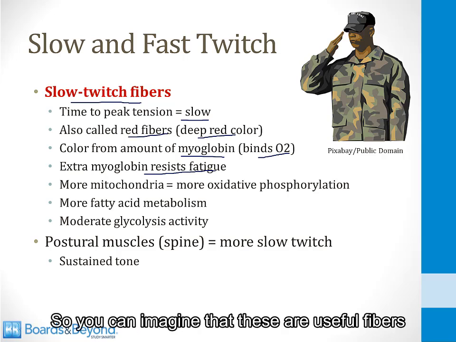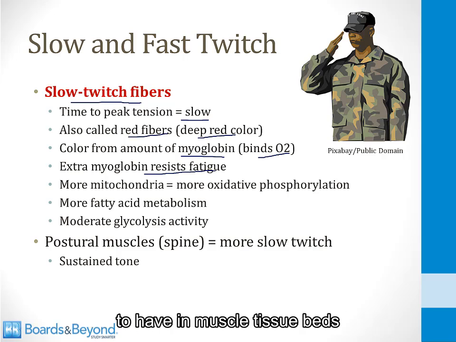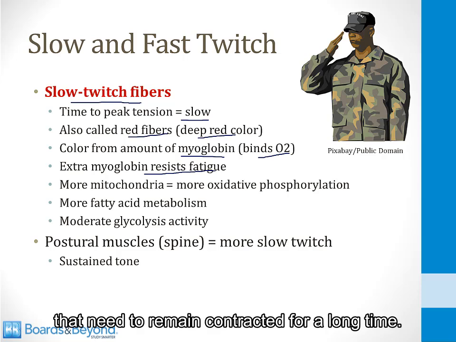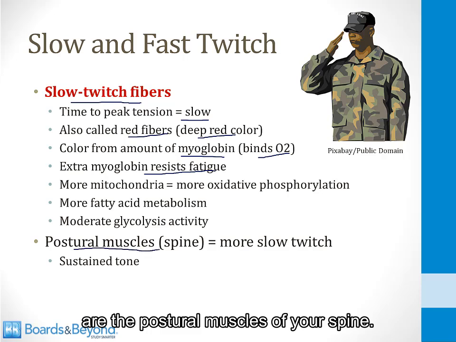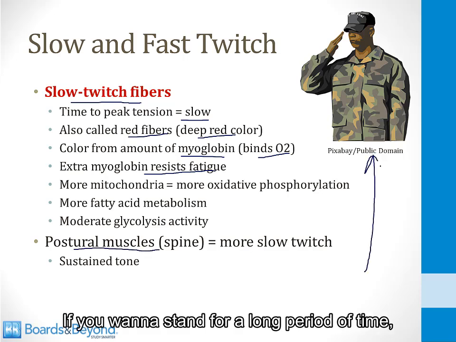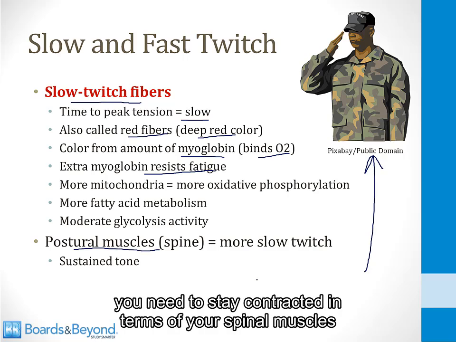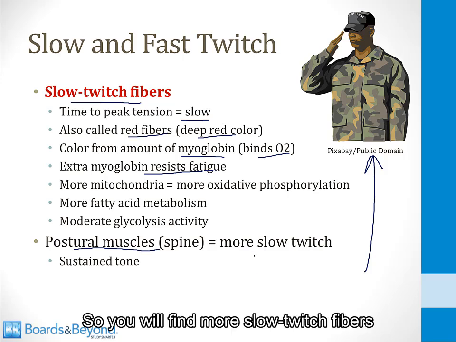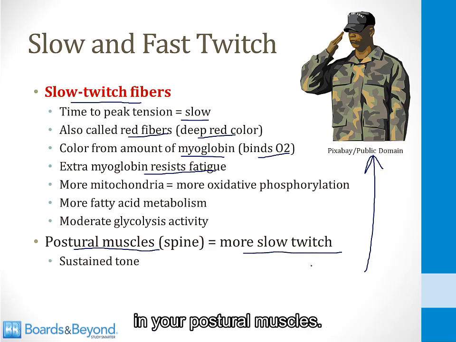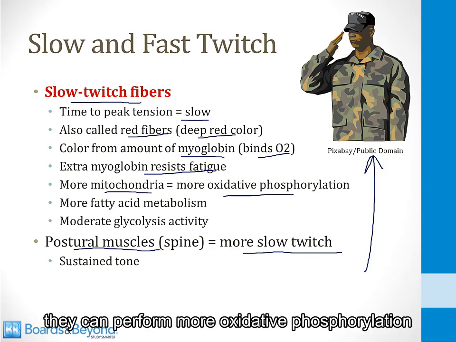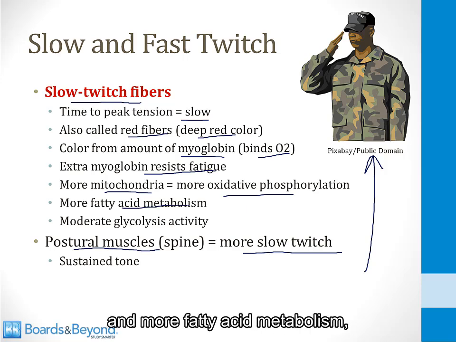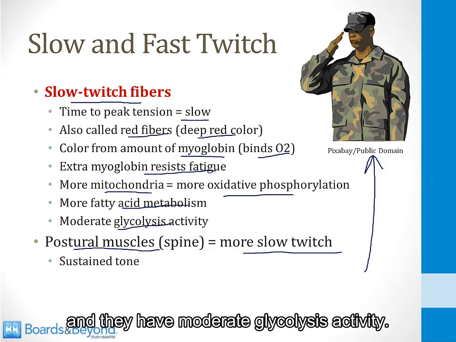So you can imagine that these are useful fibers to have in muscle tissue beds that need to remain contracted for a long time. And a good example of that are the postural muscles of your spine. If you want to stand for a long period of time, like this man shown on the screen here, you need to stay contracted in terms of your spinal muscles and your leg muscles. So you will find more slow twitch fibers in your postural muscles. These fibers also have more mitochondria. They can perform more oxidative phosphorylation and more fatty acid metabolism, and they have moderate glycolysis activity.